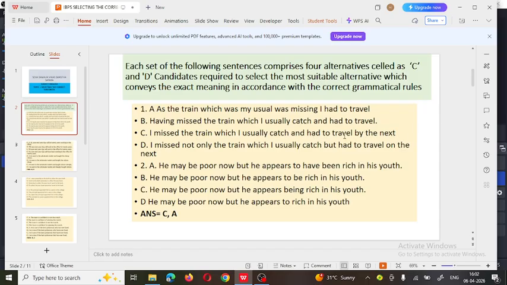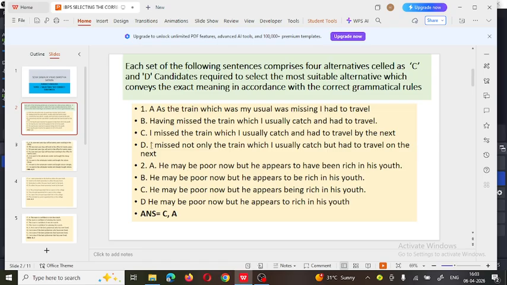Had to travel means who is going to travel, that is, the subject is common here, I. So two separate sentences are there: I missed the train, and this part is about the train, and I had to travel by the next. In this way these two sentences are joined by a conjunction, and this is a type of compound sentence. So till now sentence C is correct.